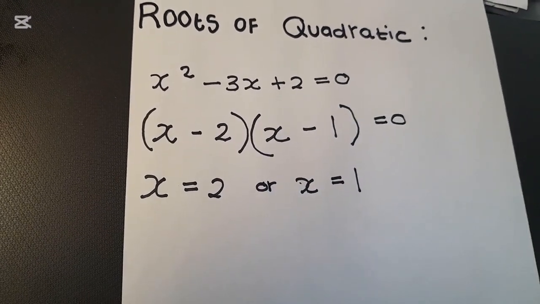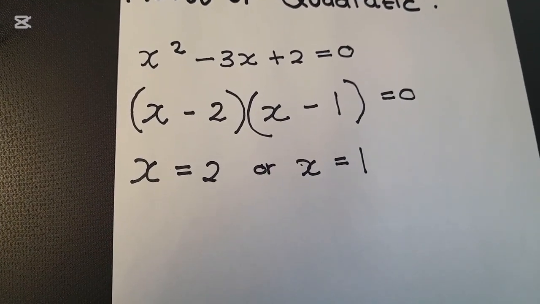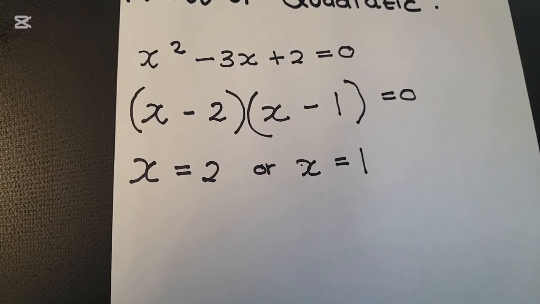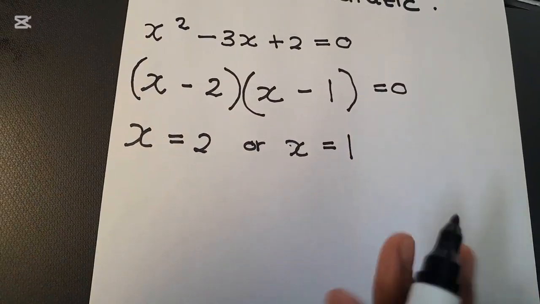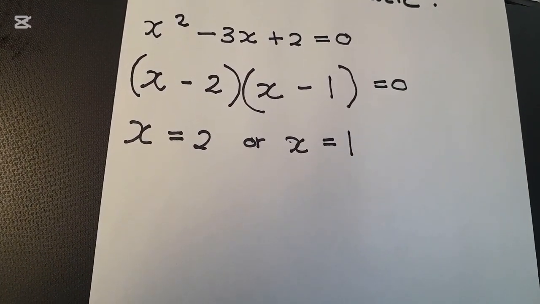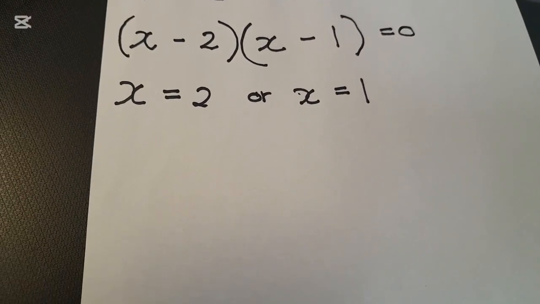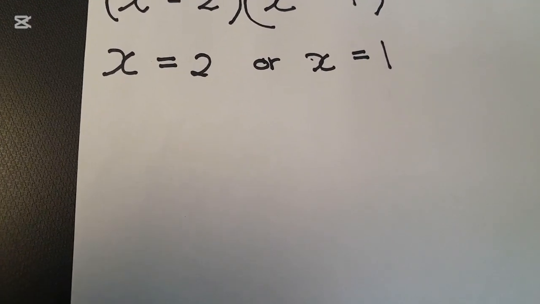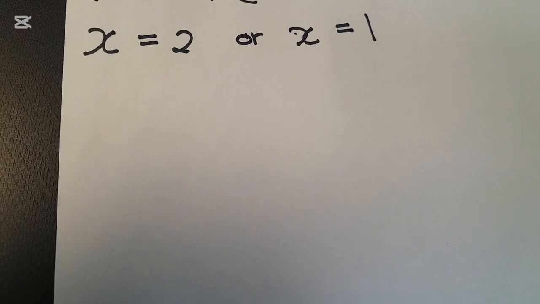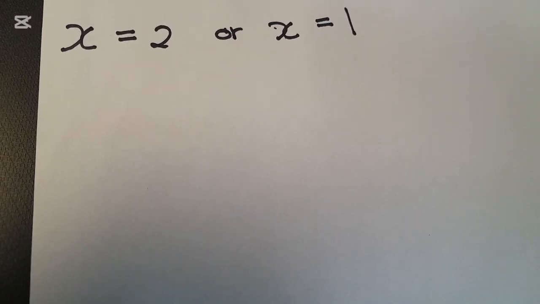So 2 and 1 are integers. That way you can tell that the roots of this equation are real. And again, they're rational because 2 and 1 are integers. But that's not always the case when finding the roots of a quadratic equation.